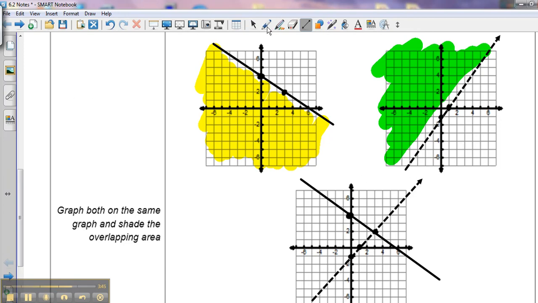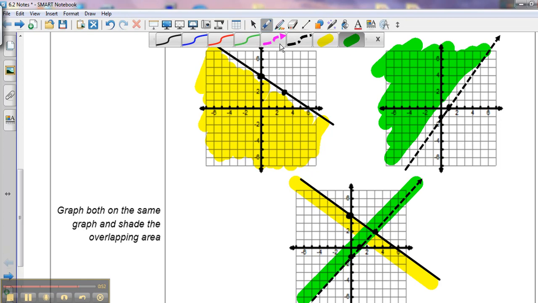Now here's the part that's different. This guy right here, we shaded below him before. So we shaded right down here, all below him. The guy that's dotted, we shaded above him. So we shaded up in here. Now what we're going to do today, that's the different part, is we're actually going to shade where these two overlap. So that's in this little area right here.